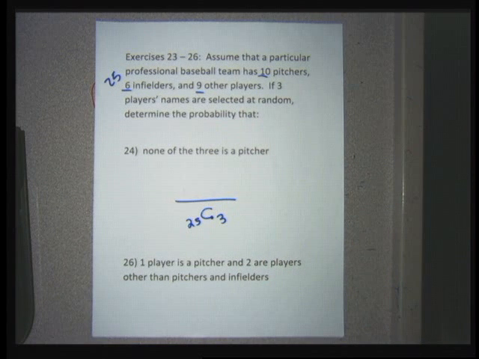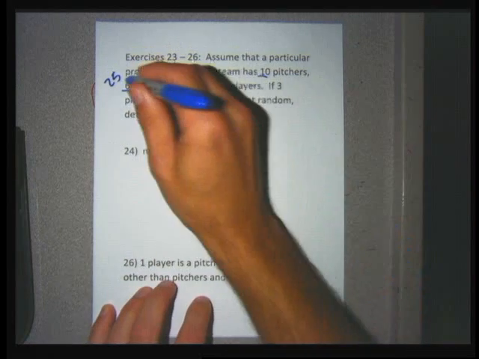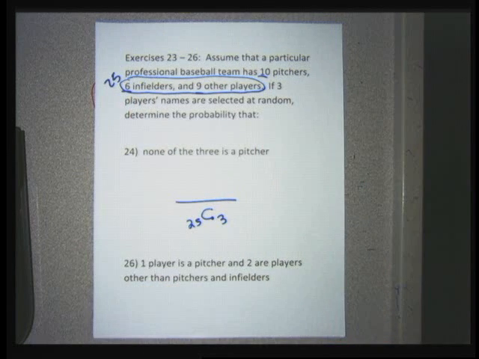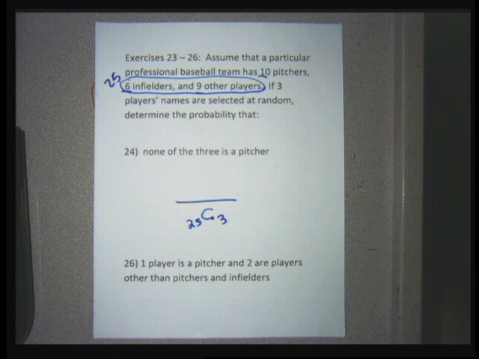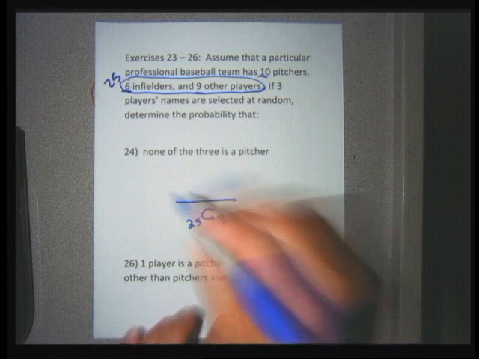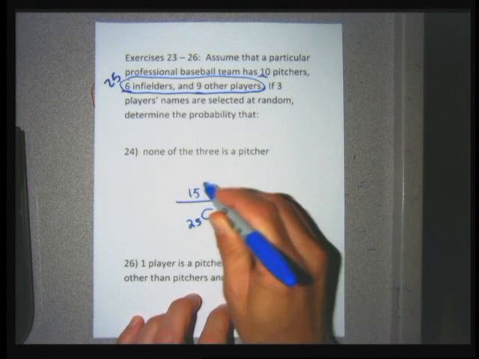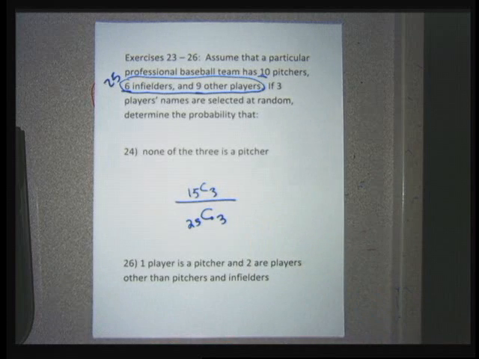What I'm going to do for the numerator is group the 6 infielders and 9 other players into one group of 15. And I'm going to call that the 15 non-pitchers. And I want to get 3 of those 15 non-pitchers. I don't care if I happen to get like 2 infielders and 1 other player, or 3 other players, or 2 other players and 1 infielder. That doesn't matter. In this case, I'm just calling those non-pitchers, and that's what I want. I want none of those 3 to be pitchers, so I want to get 3 of the 15 players that aren't pitchers.